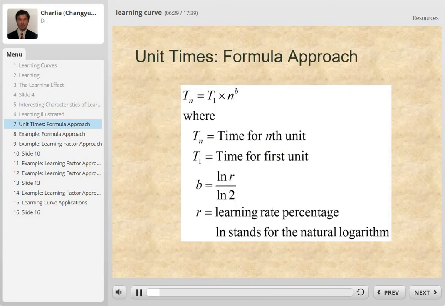The nth time, where T means the time we need to finish the job. The subscript n gives us the nth unit. T1 is the time for the first unit. Tn is the time for the nth unit. Tn equals T1 times n to the power of b. n is the nth unit. b equals ln r, the natural log of r, divided by natural log 2.